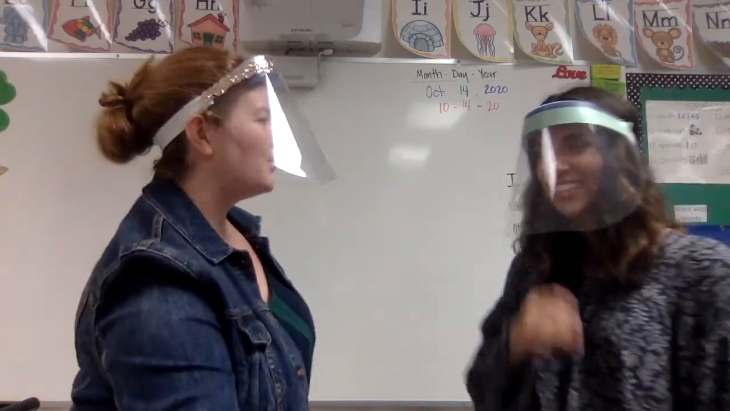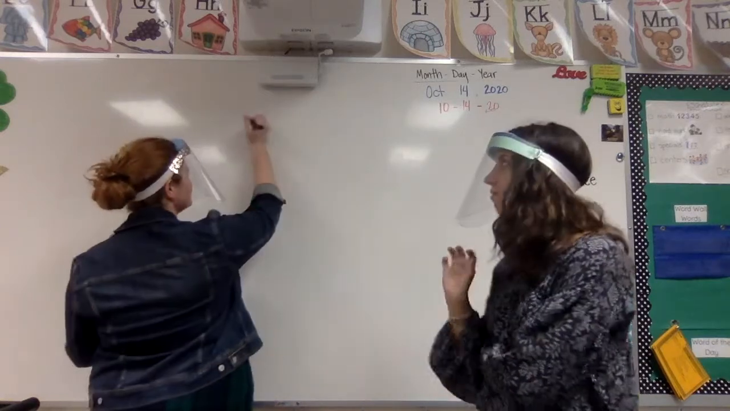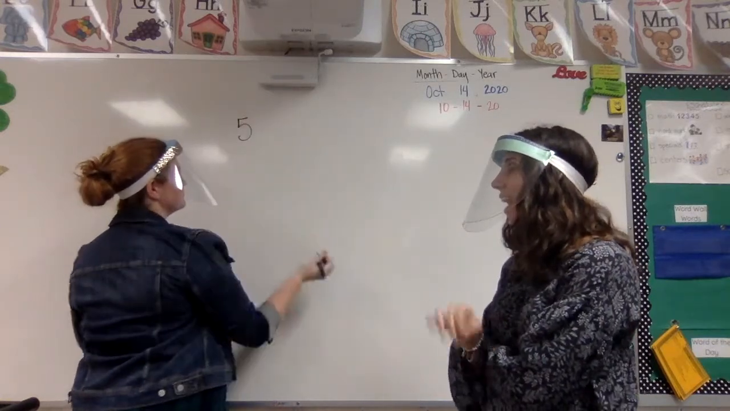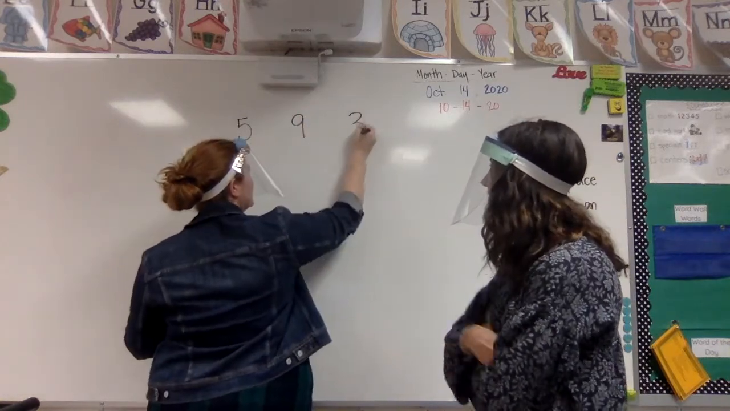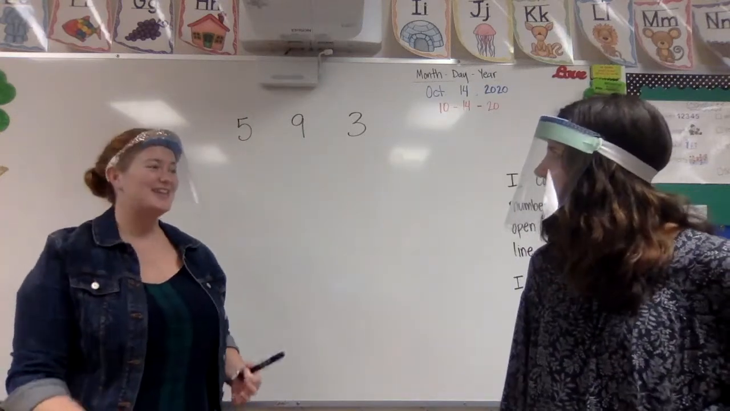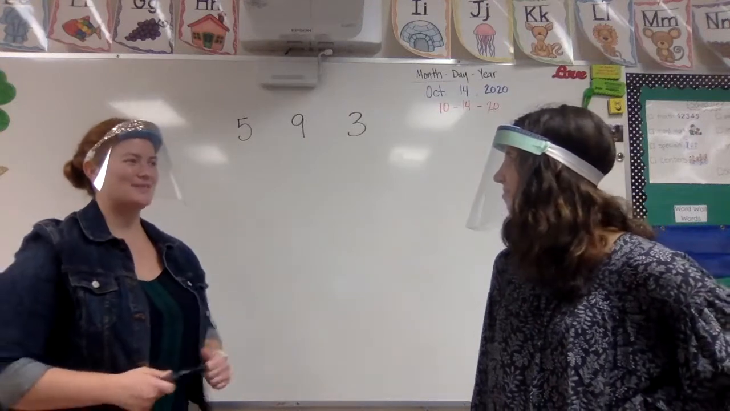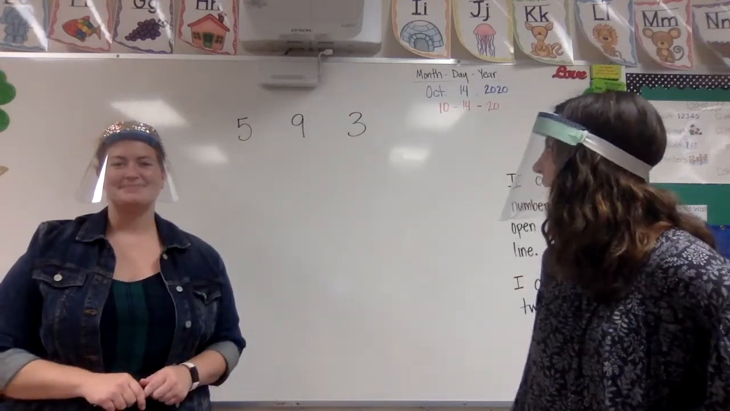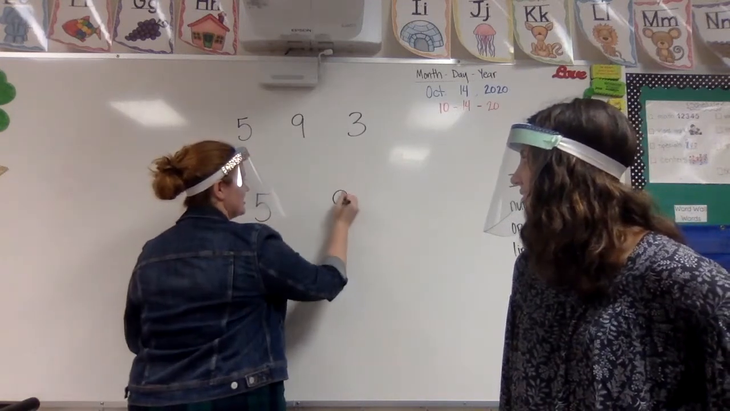All right. What's our first set of numbers? Our first set of numbers is going to be 5, 9, and 3. Well, I think we should compare two of these numbers. Miss Lestico, you pick. Which number should we do? I think we should compare 5 and 9.